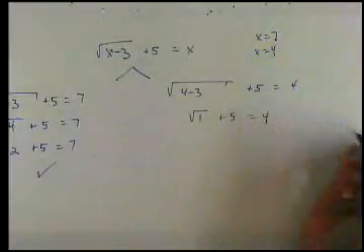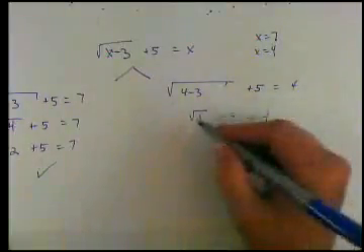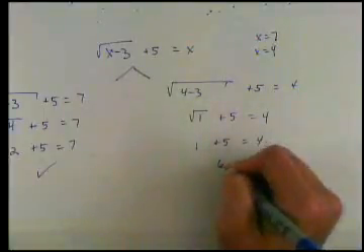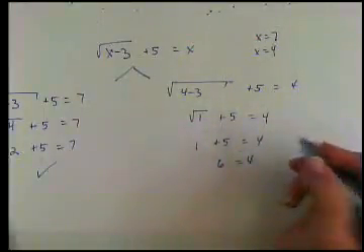4 minus 3 is 1, so the square root of 1 plus 5, does that equal 4? The square root of 1 is 1, so 1 plus 5, does that equal 4? That's 6 equals 4. Huh?